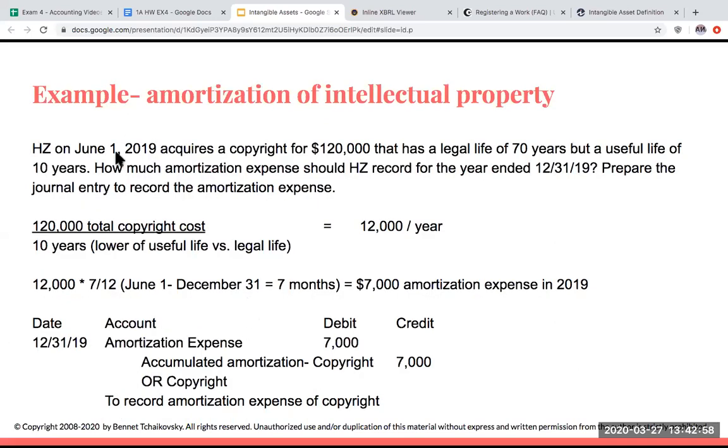Let's take a look at an example. HZ on June 1st, 2019 acquires a copyright for $120,000. This is different from my classes and the example I gave them, but it has a legal life of 70 years and a useful life of 10 years. How much amortization expense should HZ record for the year ended December 31st, 2019? Prepare the journal entry to record the amortization expense.